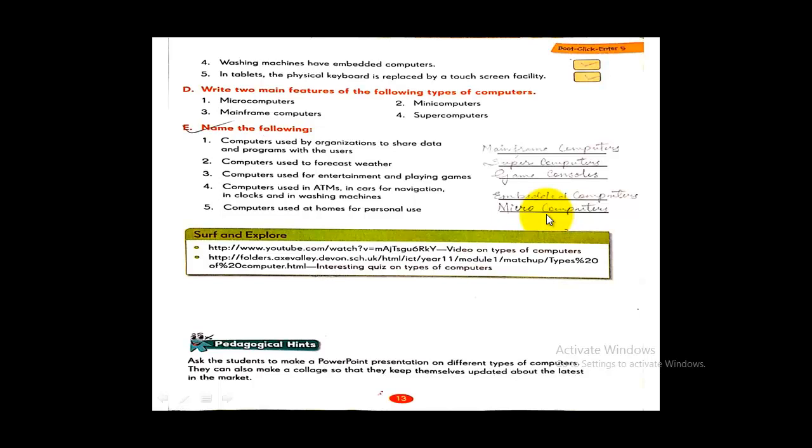Now here we complete our first chapter. The exercises we have completed. I'll send you the exercises again on WhatsApp, in PDF format.